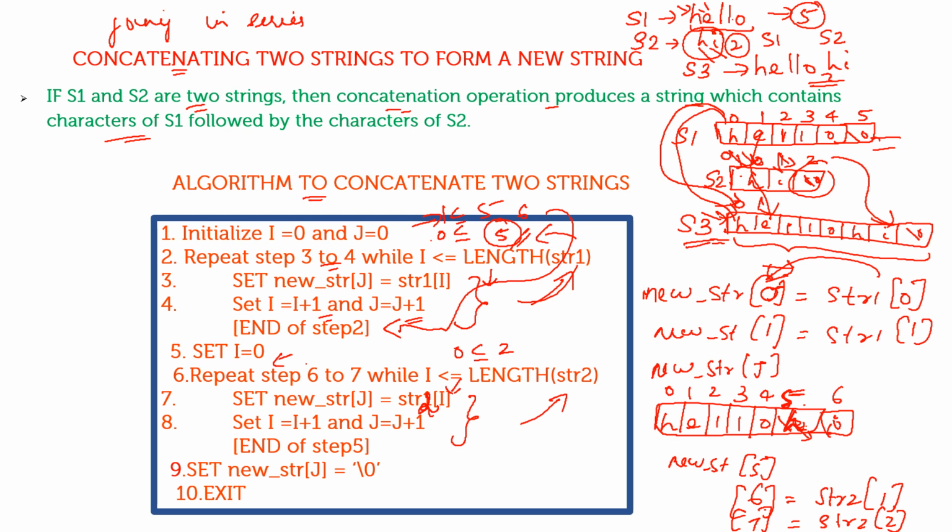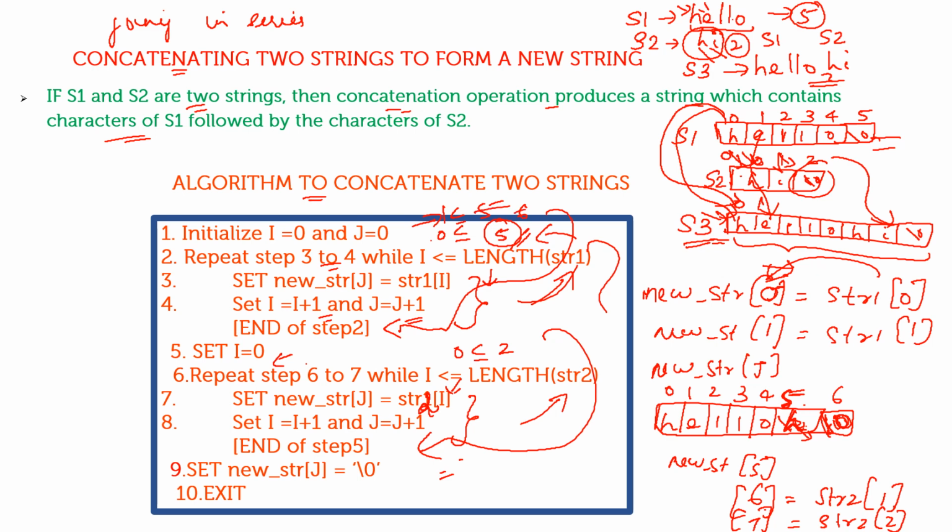So after that, when I is incremented to 3, it will come out of the loop and it is the end of step 5, end of the second loop. Now set new string of j equal to backslash 0. So you are going to append it, because the string ends with a null character. So I think you are able to understand. So this is your exit. So this is the logic of your algorithm for concatenating two strings.